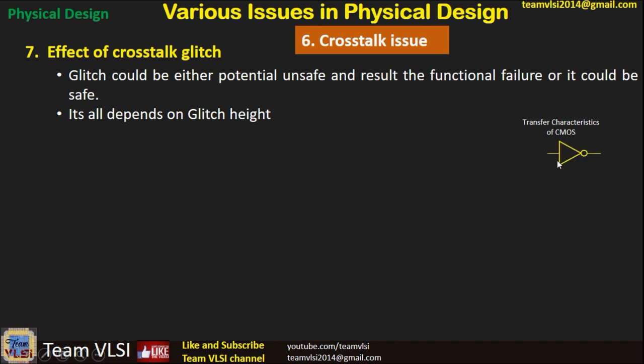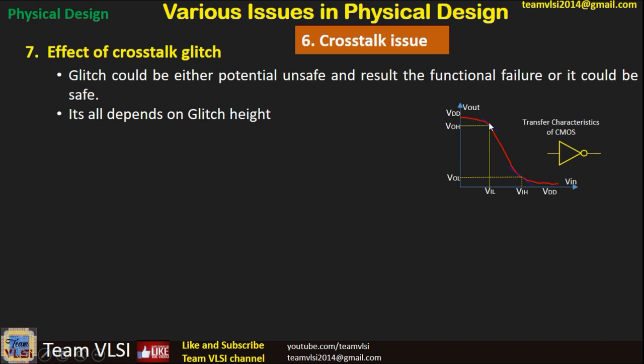So this is the CMOS, this is the input, and this is the output. If we plot this input and output in a graph, it will come like this. Output is on the y-axis and input on the x-axis. As our input is 0, output is high, and as our input increases, output decreases in this way. So this is the transfer characteristics of a CMOS inverter.